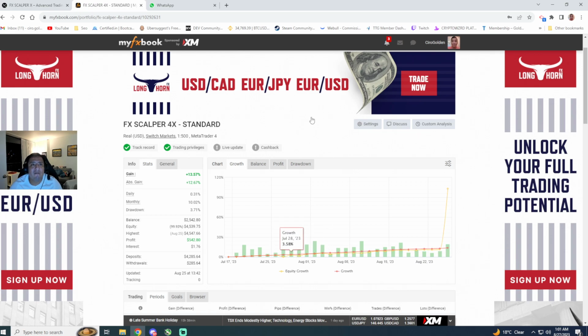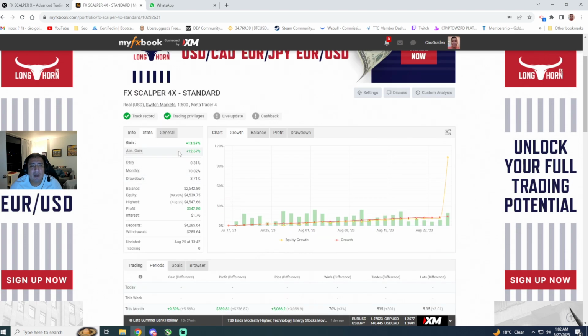So this is Myfxbook. This is what I use to document or gather all the numbers and data for my account. As you can see here, I'm using Switch Markets. It's 1 to 500, and everything is showing that this is a real account. Now remember, this is just what it is as of right now. I should have tried to get this done earlier. A bunch of stuff happened, and I just haven't been able to do it properly. So now I got everything figured out. We are going to go over just the July results.